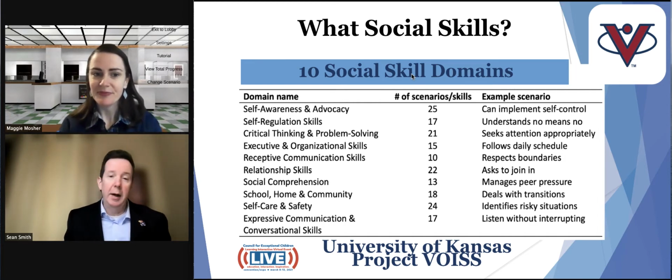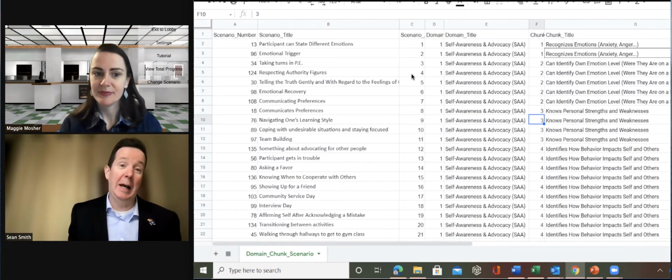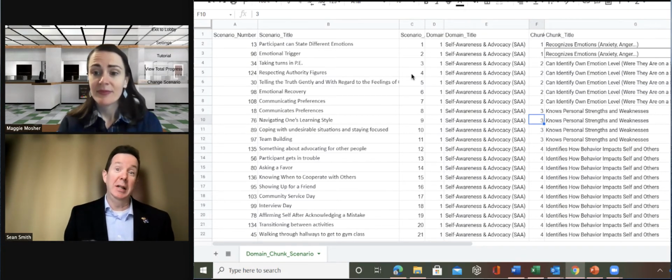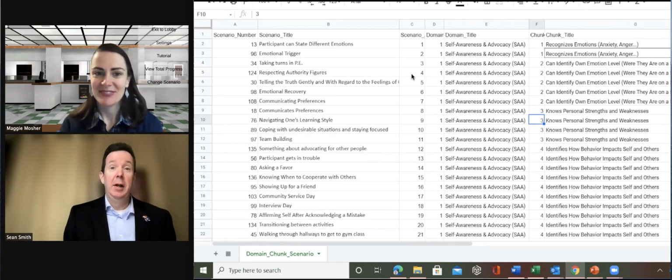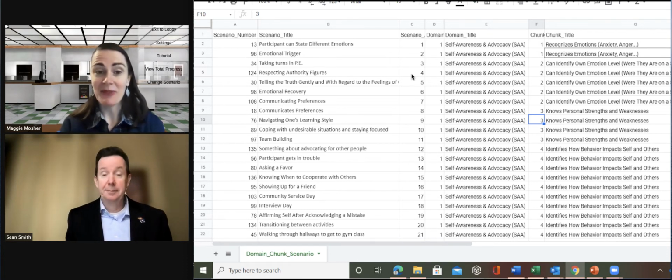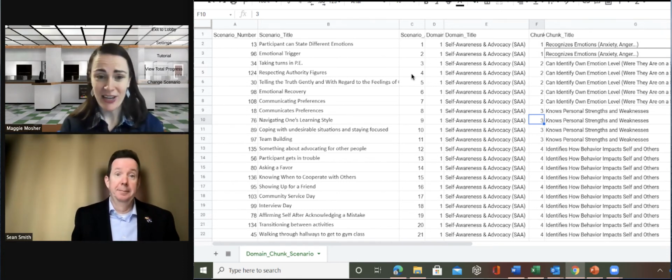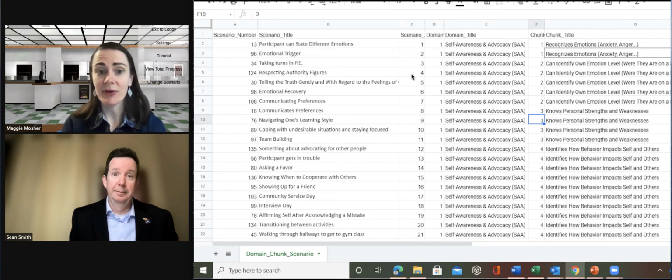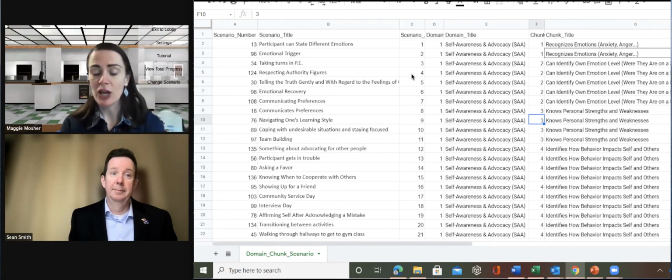And so, as Maggie shared in this next slide, Maggie, we put it up here. It's busy, it's overwhelming, and we'll get into the scenarios in just a moment, but I want to reinforce the idea that our scenarios embed what skills are embedded within that. Yeah, so it's a complex process. From the 180 skills, we also have 140-some scenarios, and they're in different domains. So this is a look at: here's a scenario number, here's what the scenario is titled or teaches, this is the domain it's in, and then here's the actual chunk that it belongs to.